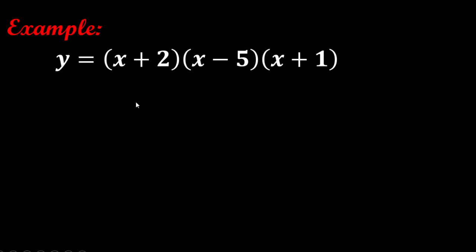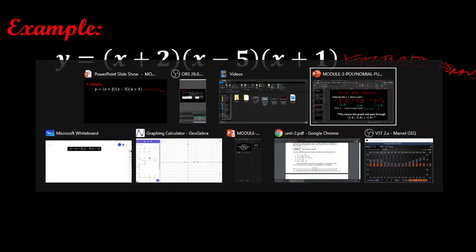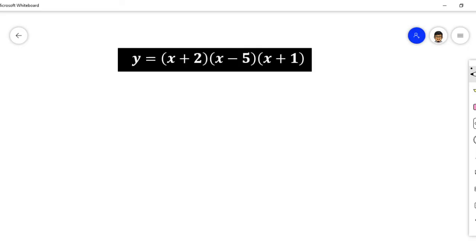Say we have y is equal to quantity x plus 2 times quantity x minus 5 times quantity x plus 1. So, as you can observe, this function is already in its factored form. So, since naka-factored form na siya, madali na siyang isolve directly. Okay? So, let's try solving it. Say, y is equal to quantity x plus 2 times quantity x minus 5 times quantity x plus 1.